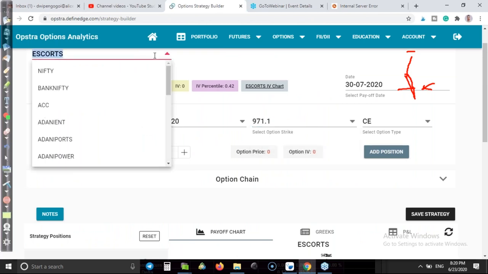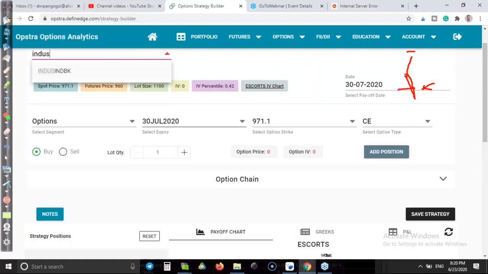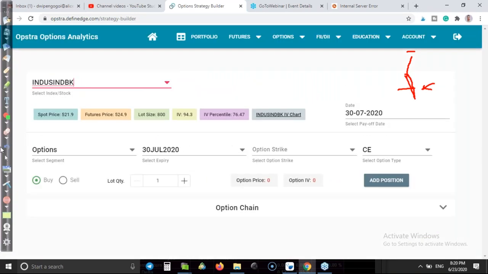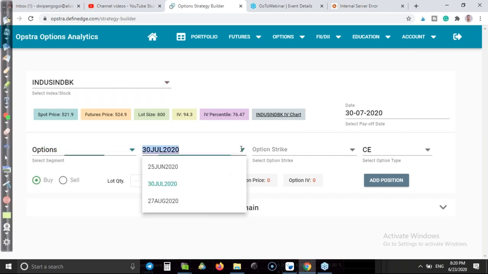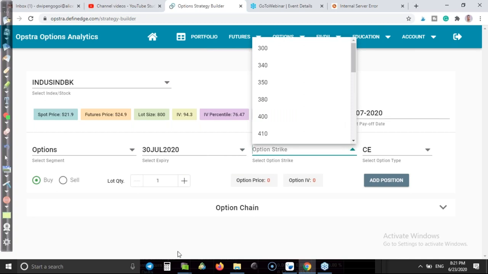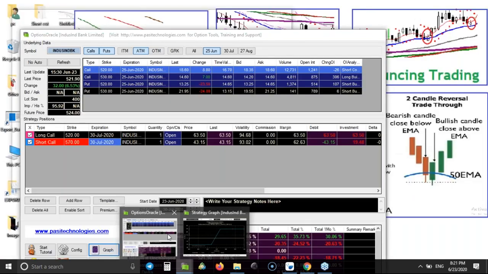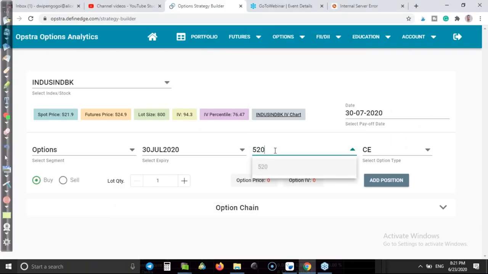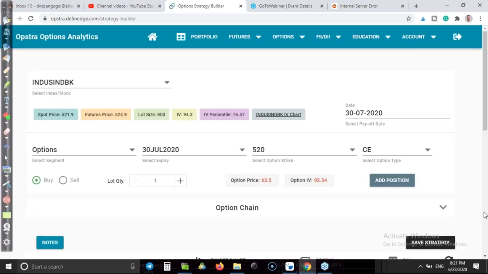So let's see here, what was that. Okay, nice, here in the IndusInd Bank. Okay, let me remove, and you can analyze yourself. So we are selecting this option, and future we are selecting, and just select expiry date 30 July. Option price we're going to buy. What we actually bought, which one, 520. Let's buy, yeah, buy here 520. Okay, this one. Now you just, okay, see how it looks like that.